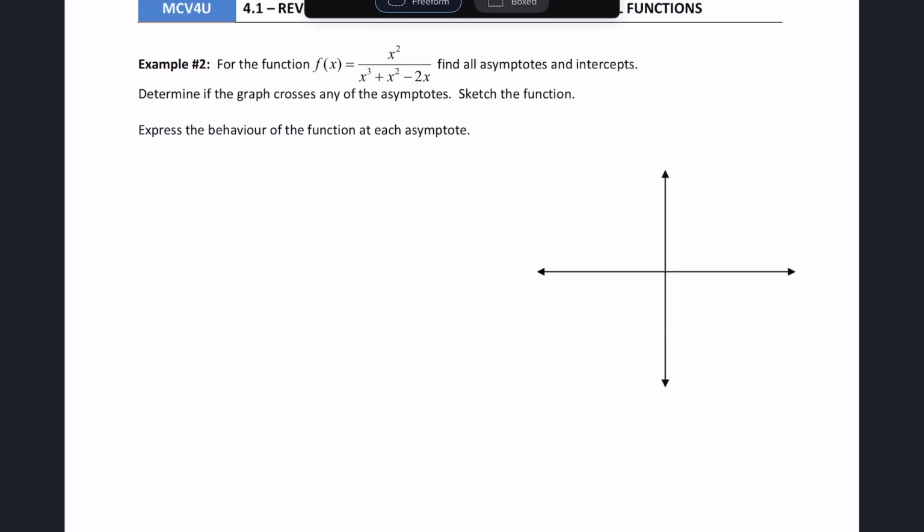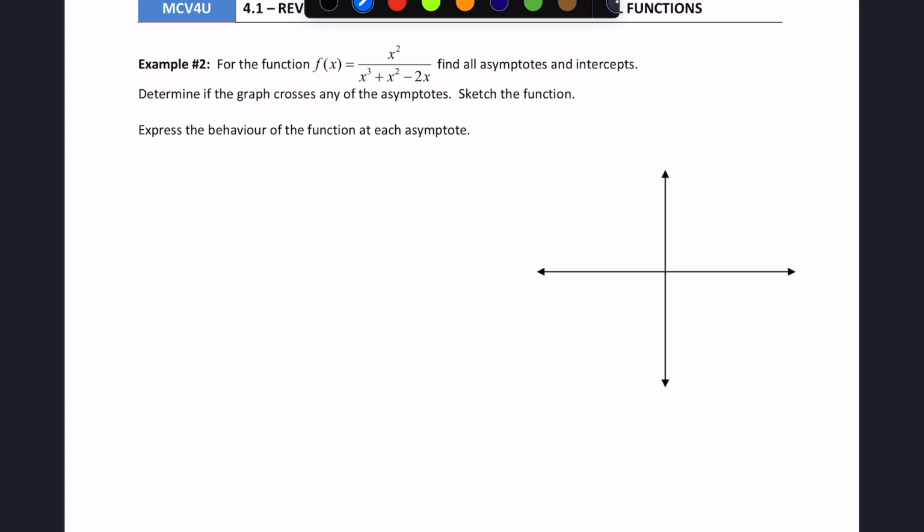So let's look at this next example. It says for the function f of x is equal to x squared over x cubed plus x squared minus 2x, find all asymptotes and intercepts. It says determine if the graph crosses any of the asymptotes, sketch the function, and express the behavior of the function at each asymptote.